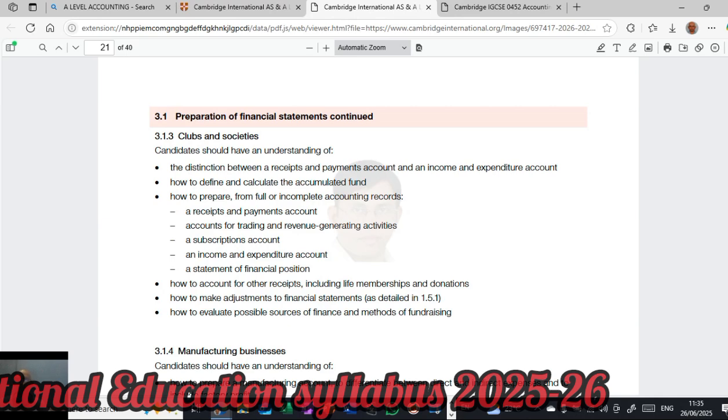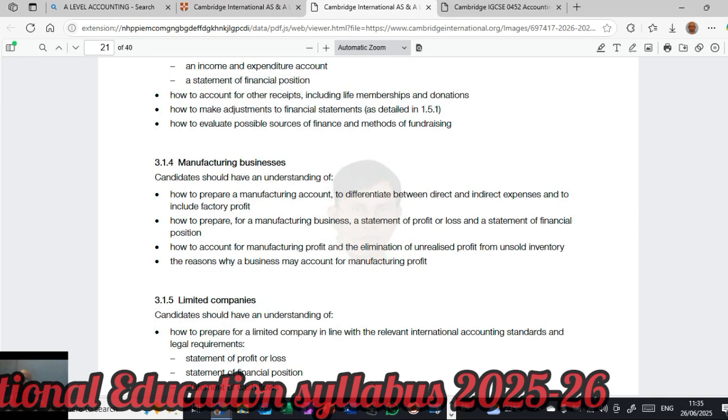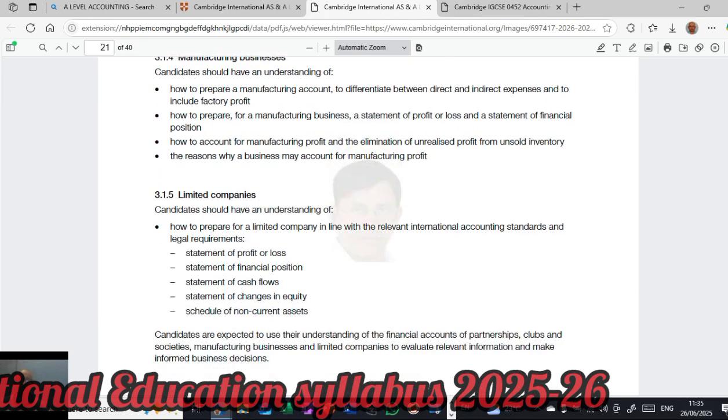Then manufacturing businesses: how to record the income statement and manufacturing accounts, and how to prepare financial statements of manufacturing firms. Limited companies: what are the various concepts related to limited companies, like statement of profit or loss, statement of financial position, cash flow, changes in equity, schedule of non-current assets. Very important aspects, and we'll discuss a lot of questions based on this and solve examination-oriented questions.